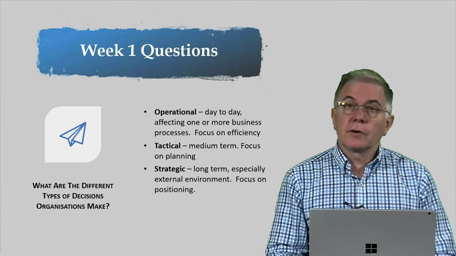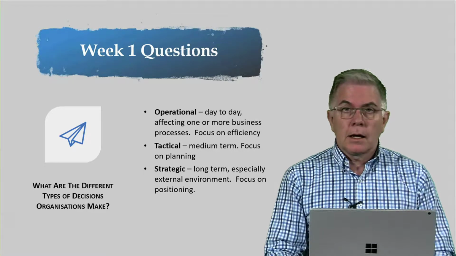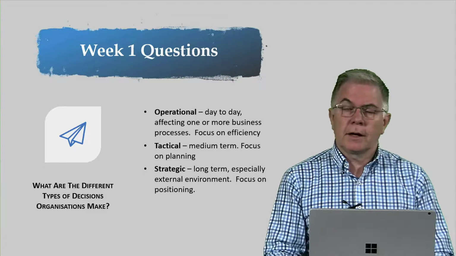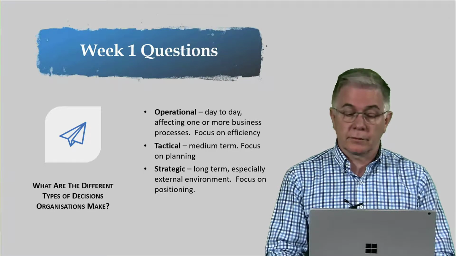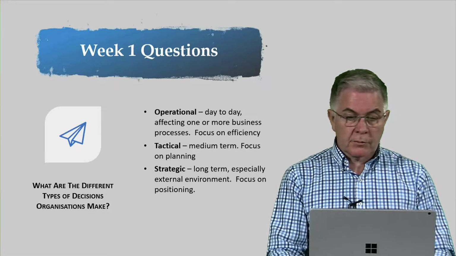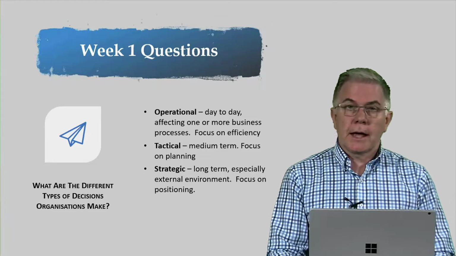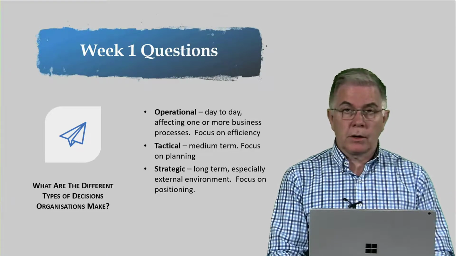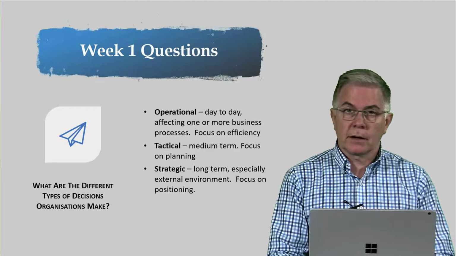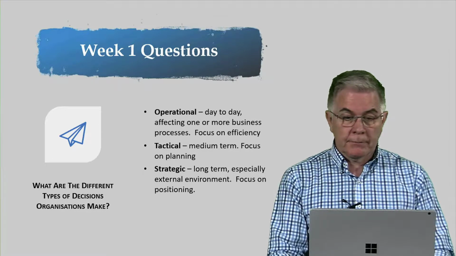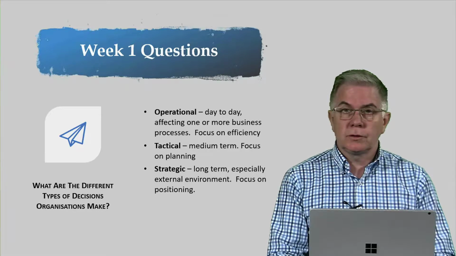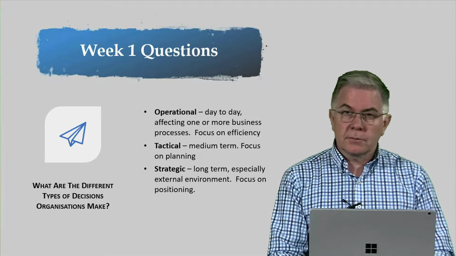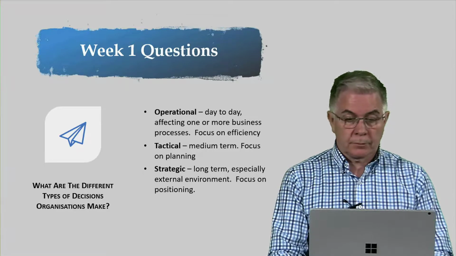So the first one is operational, day to day. And all of you who've worked in organisations or are working in organisations would have had dealings with operational decisions. So these might be, for instance, how many hamburger buns do we order? It might be where do we locate certain stock in a supermarket inventory? It might be how do we go admitting a student into an online course? So the focus in operational decision making is on efficiency.